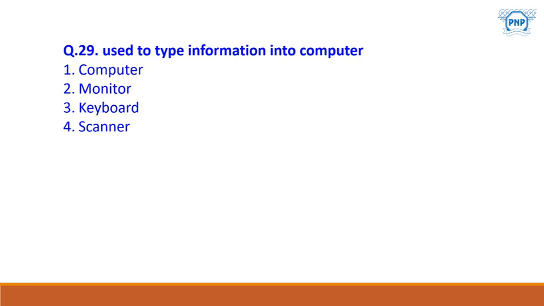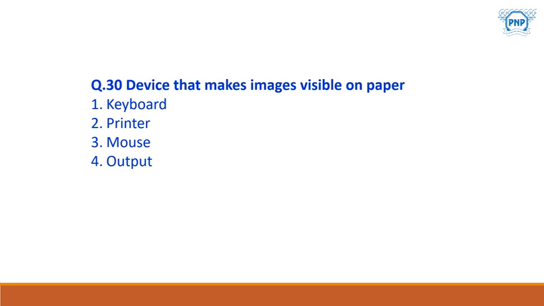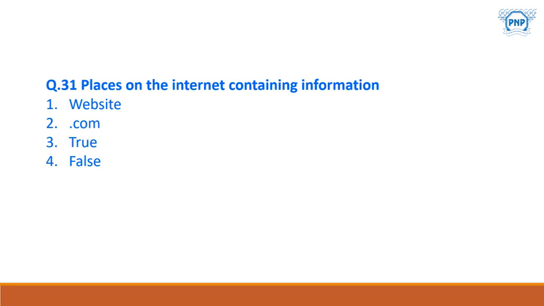Used to type information into a computer is known as computer, monitor, keyboard, scanner. It's a keyboard. Device that makes images visible on paper. Keyboard, printer, mouse and output. Which device makes images visible on paper? They are known as printer. So that device is known as printer.